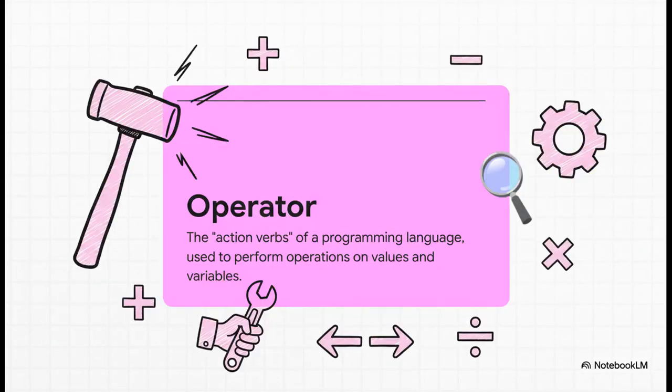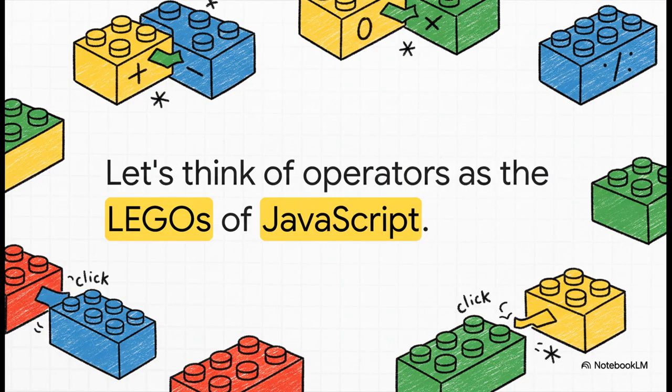So let's get a clear definition on the table. Think of operators as the tools in your coding toolkit. They're basically the action verbs that do all the heavy lifting, all the calculating, comparing, and assigning. Honestly, without them, our code would just be a list of things with nothing to do with them. To make this even easier to grasp, we're going to use a little analogy. Just think of operators as individual Lego blocks. We're going to start with the most basic ones, and then we'll see how they can snap together to build some really complex and powerful instructions.